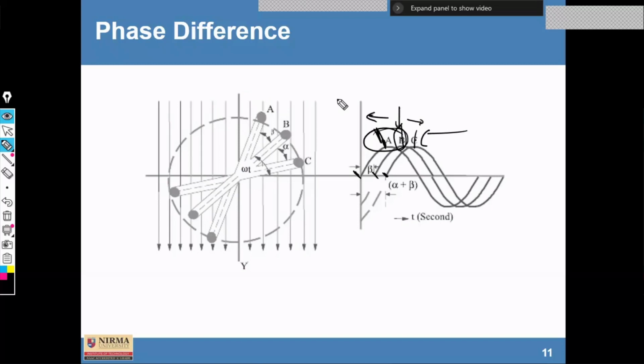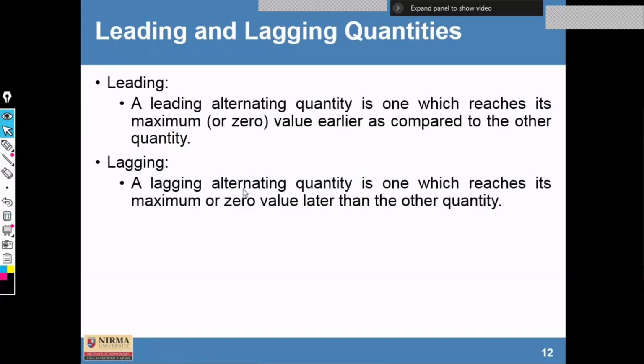So what is the definition of leading and lagging? A leading quantity, which may be a voltage or a current, is one which reaches its maximum or zero value earlier as compared to the other quantity. So the one that reaches first, we call the leading quantity. And a lagging quantity for alternating quantities is one which reaches its maximum or zero value later than the other quantity. Clear? So these are the definitions of leading and lagging quantities.